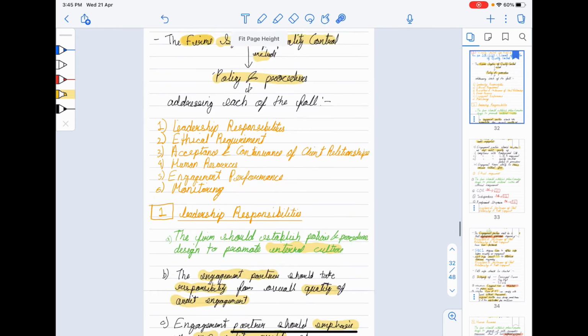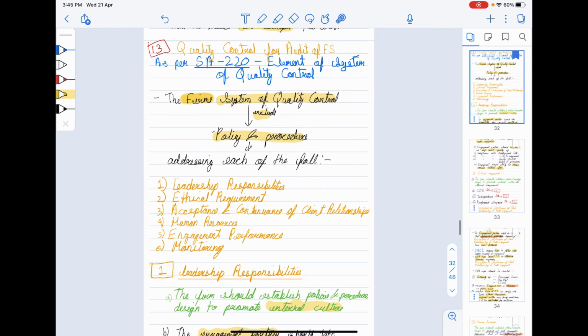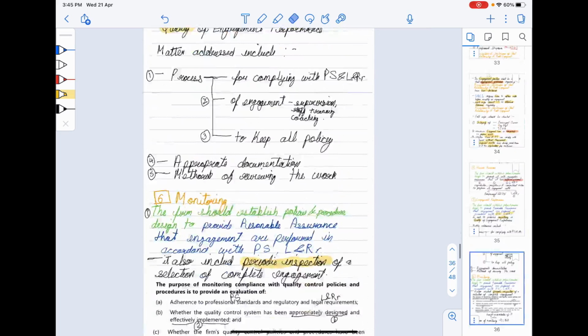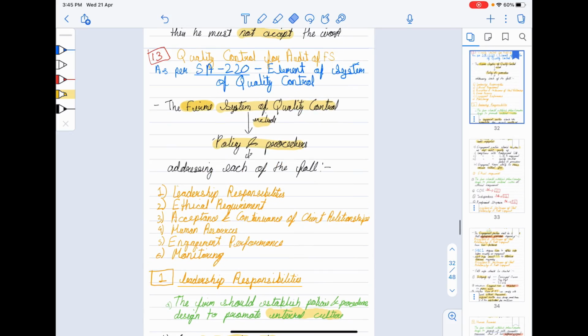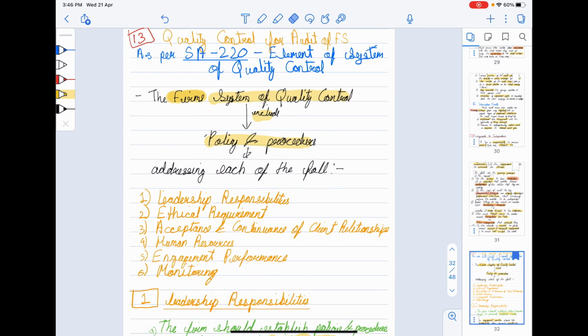Okay, let's have one last quick revision of this answer. The quality control of audit of financial statement, this is as per SA 220, element of system of quality control. The firm's system of quality control includes policies and procedures addressing the following points.